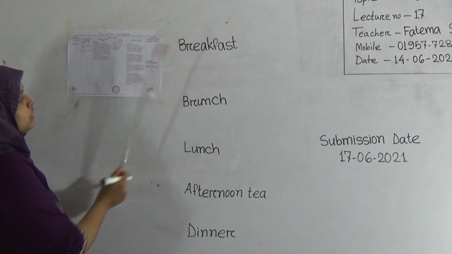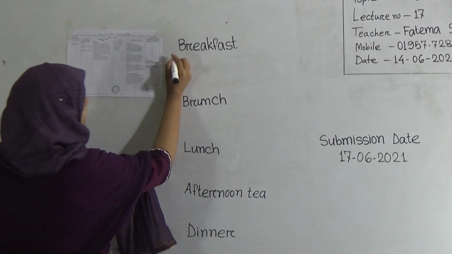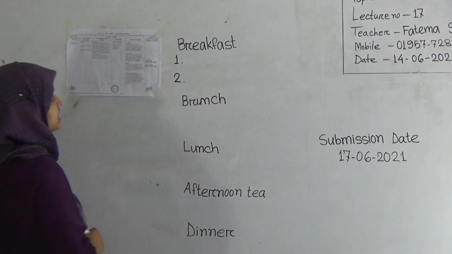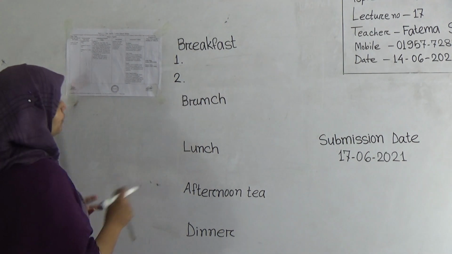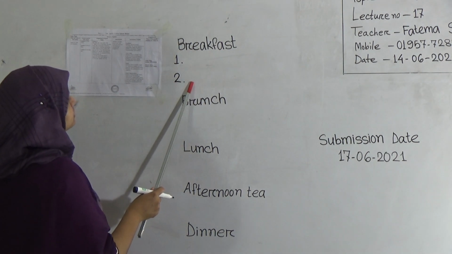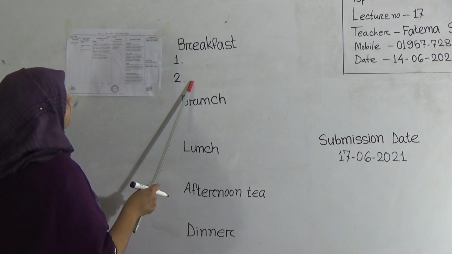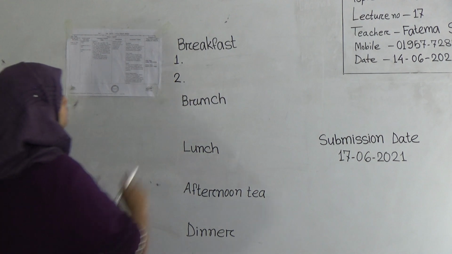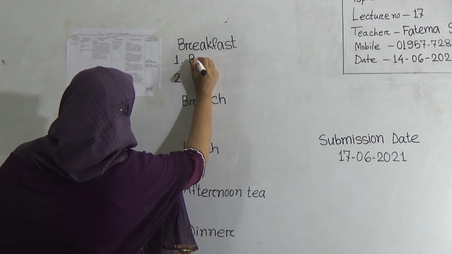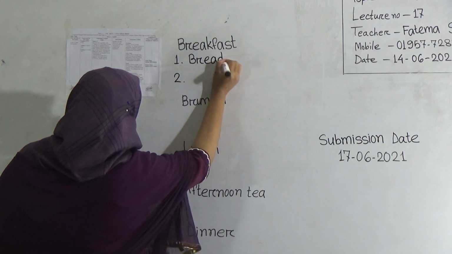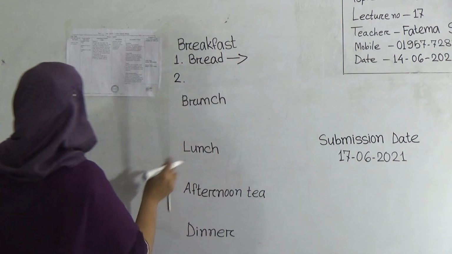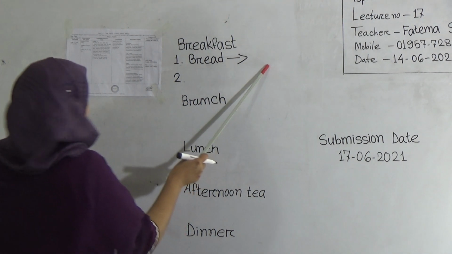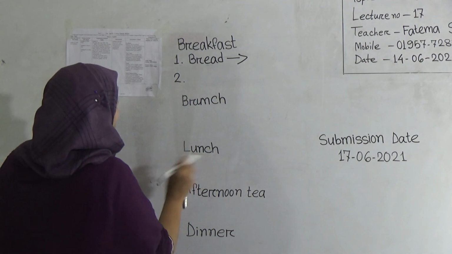So what you used to take as your breakfast, you can make a list of your breakfast. Suppose in breakfast we used to take bread and butter. We used to take tea. We used to sometimes take roti with vegetables. So you will write the names of foods. Suppose I am writing here bread. So you have to write that bread contains protein, carbohydrate, minerals. What type of vitamins or minerals they contain, you have to write.